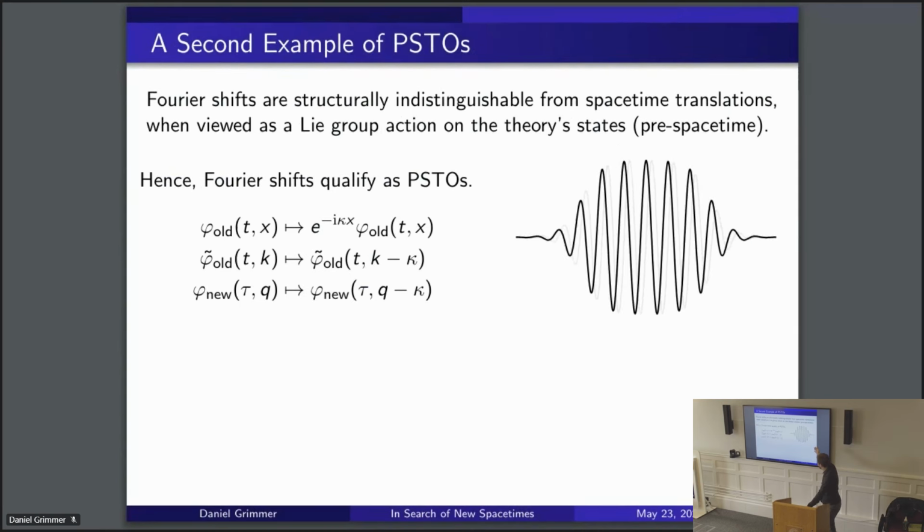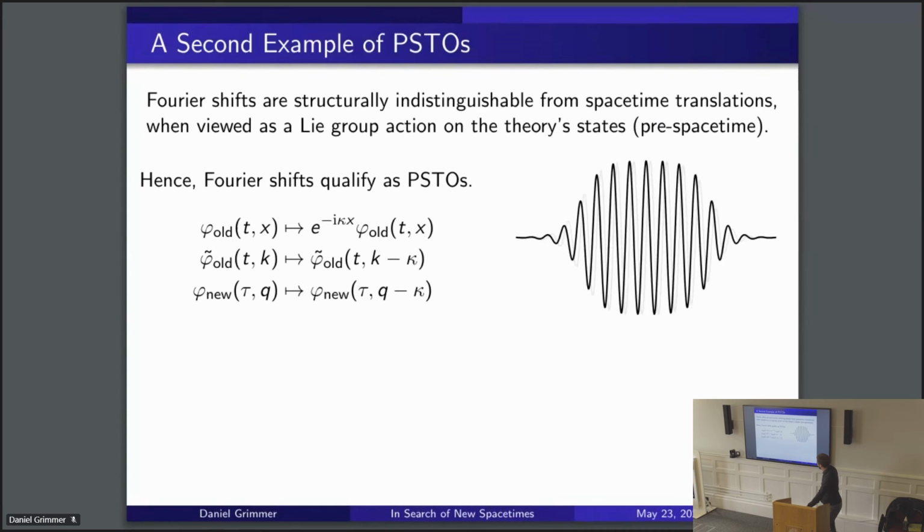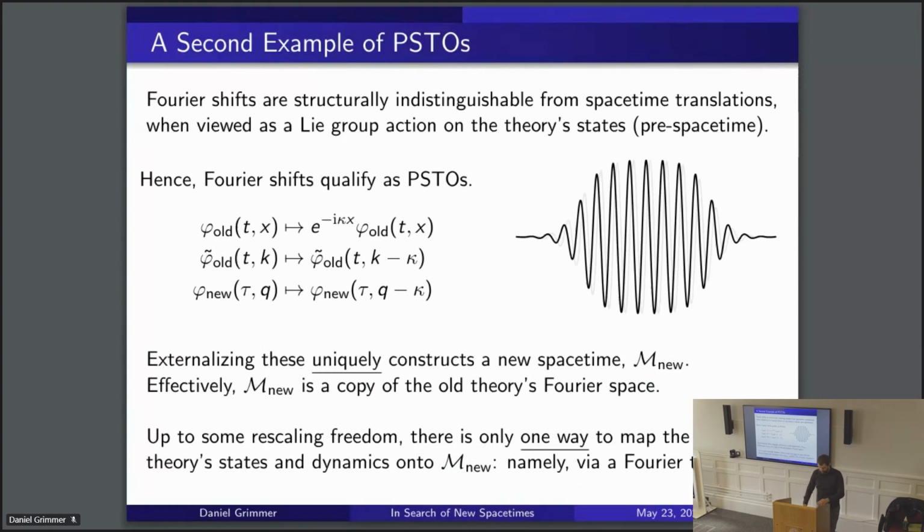Here's a little video of them. That doesn't look like a spacetime translation, but if you didn't know what space and time were, it would look like one. And here's how it acts on the state. But of course, that's to shift the state in Fourier space. That's just what we want the new spacetime to do. We want to build a new spacetime from these things such that these are the spacetime translations. And when you externalize these, it uniquely constructs a new manifold here. And effectively, this is a copy of the old theory's Fourier space.